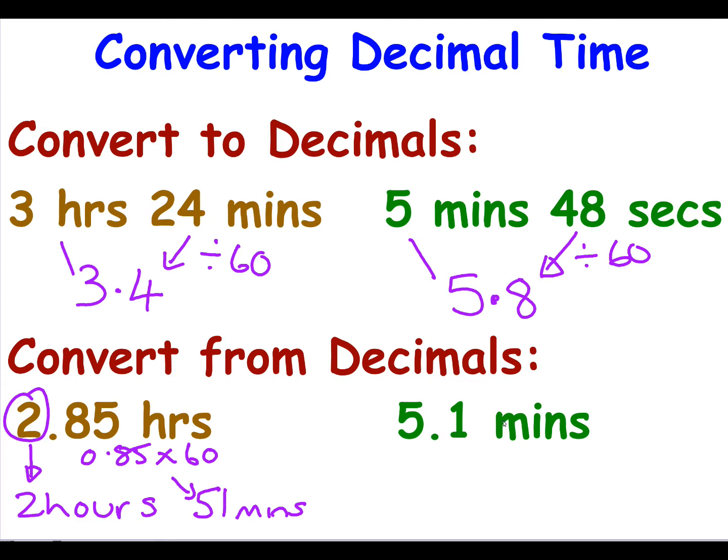Now some of you mistakenly think that's 5 hours and 10 minutes, and it isn't, because 0.1 of a minute needs to be multiplied by 60. So the 5 minutes still stays the same. The whole number still represents the number of minutes. The 0.1 of a minute, and there are 60 seconds in a minute, means we need to multiply 0.1 by 60, which gives us 6 seconds. So 5.1 minutes is the same as 5 minutes and 6 seconds.